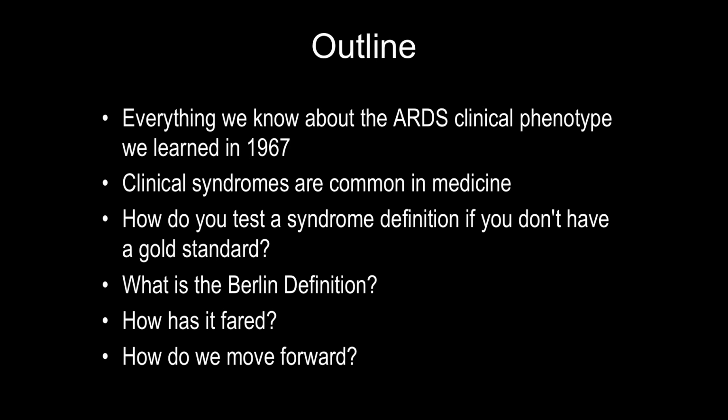Clinical syndromes are really quite common in medicine. There's nothing new for any of us who practice either in the ICU or outside of the ICU. We have these challenges that you've heard because we don't have a troponin for acute lung injury, for ARDS. We've been looking for it for a long time. We may be getting there with combination markers, but we're not there yet. We'll talk a little bit about the Berlin definition, how it's fared in the literature, and then move forward with some data that you've already seen.